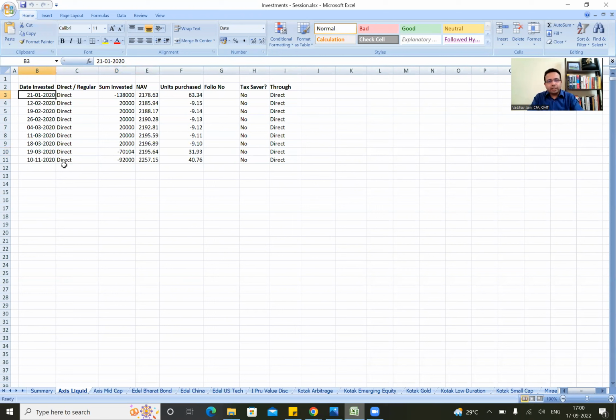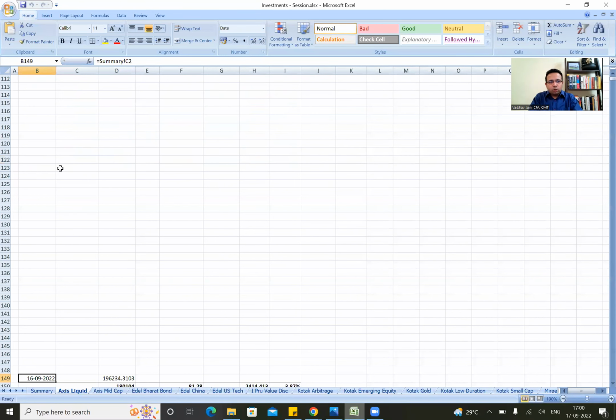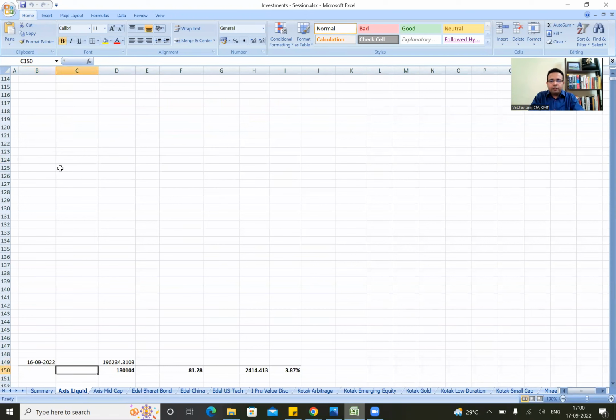Now, what to do with this data? If you come down, this can be made very dynamic, but I'm not getting into the core Excel or advanced Excel sort of things. It has been explained in a very simplistic Excel model. If I go down to row number, I've created row numbers 149 and 150 in every sheet to calculate the XIRR.